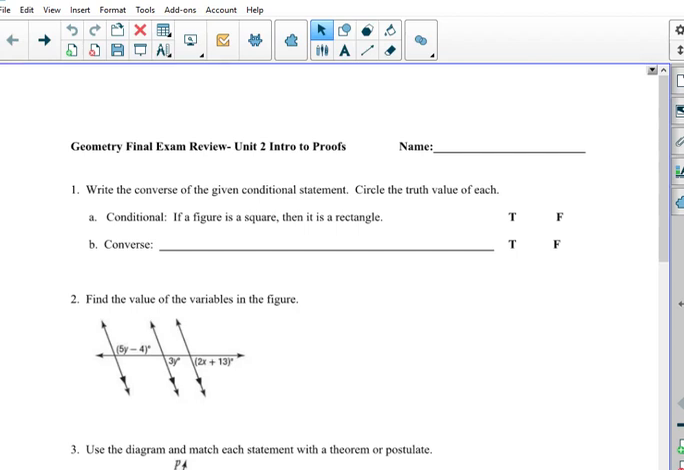Okay, here we go. Unit 2, review for the geometry final.